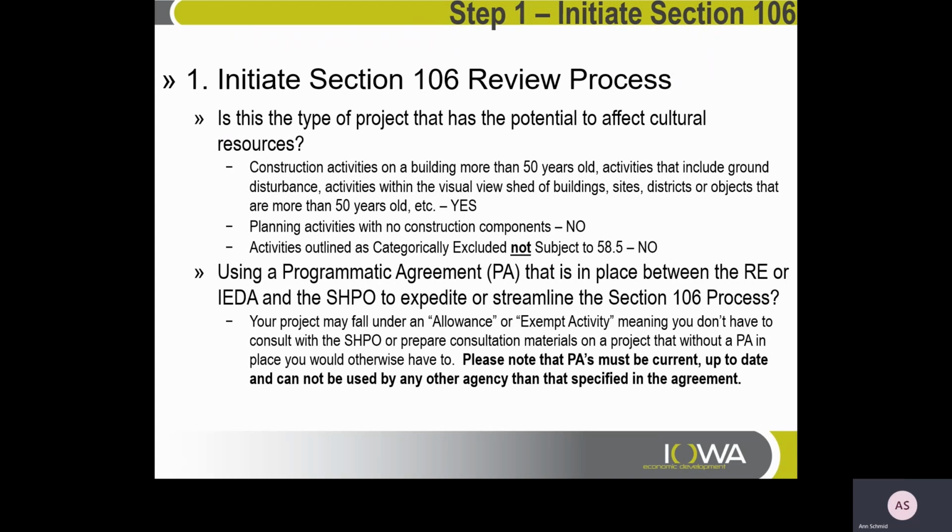Your project may fall under an allowance or an exempt activity, meaning that you don't have to fully consult with the SHPO or their designee through a PA, or prepare consultation materials on a project that without a PA in place you otherwise would need to. It's very important to be familiar with a programmatic agreement if you plan to use one. Make sure it is current, up to date, and can only be used by the agency that is funding the project or issuing the permit.